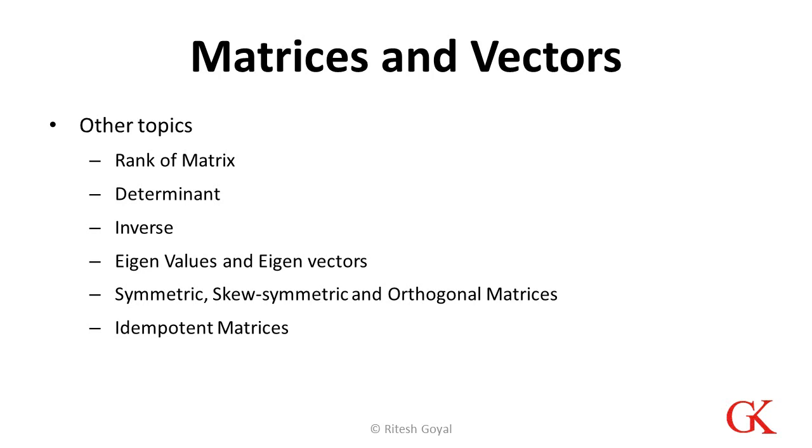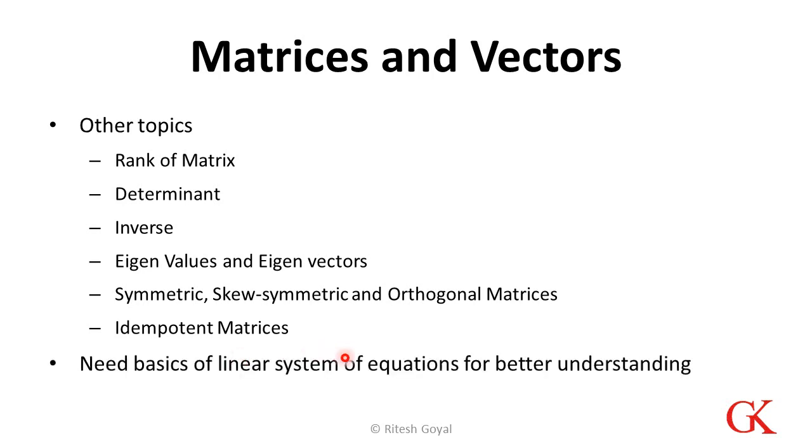Other topics about matrix and vectors are rank, determinant, inverse, eigenvalues, different types of matrix. These topics we will be discussing in this video series. But before discussing other topics related to matrix, we will discuss something about linear system of equations and the solution of linear system of equations using matrix. Because when we know this linking of linear system of equations and matrix, it will become easy to understand linear system and matrix together for rank, determinant and other properties of the matrix.